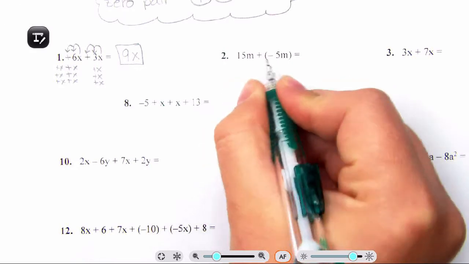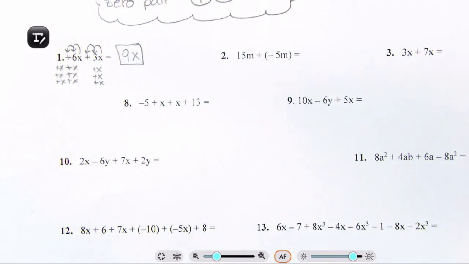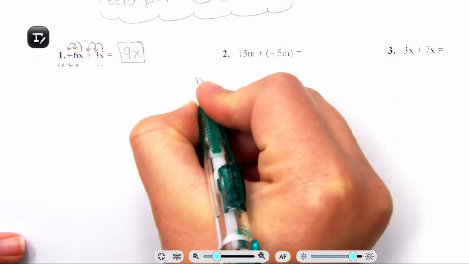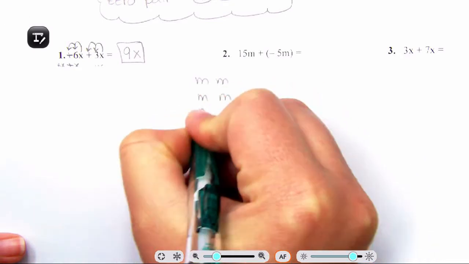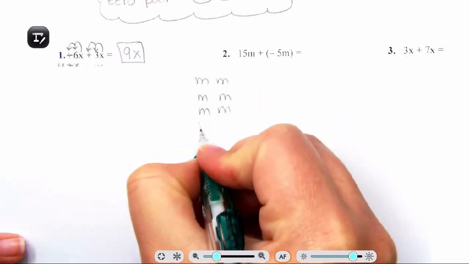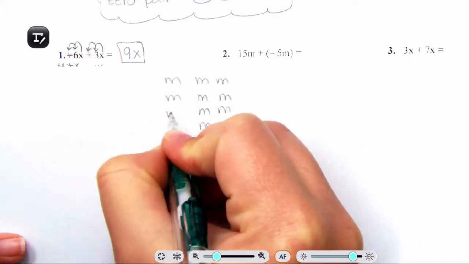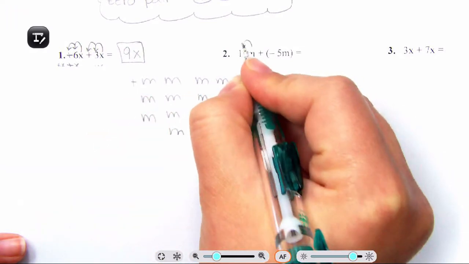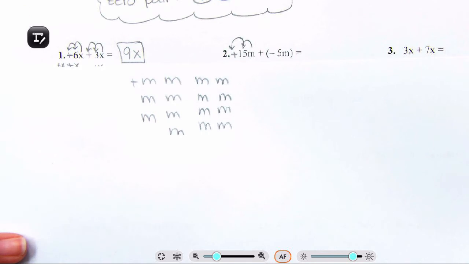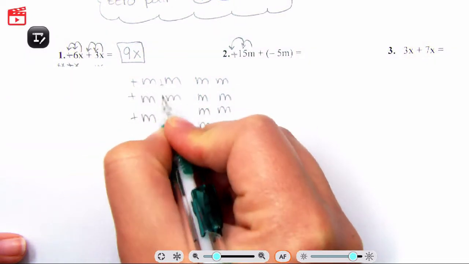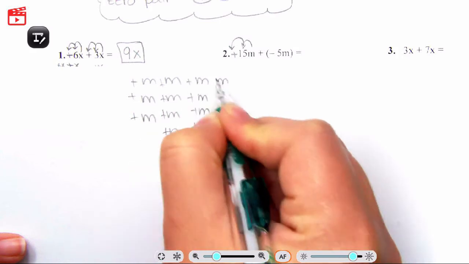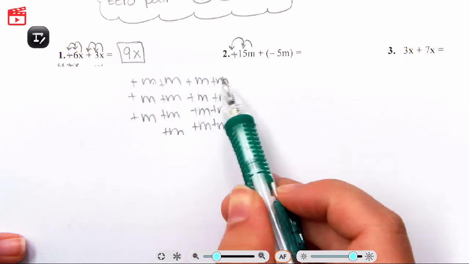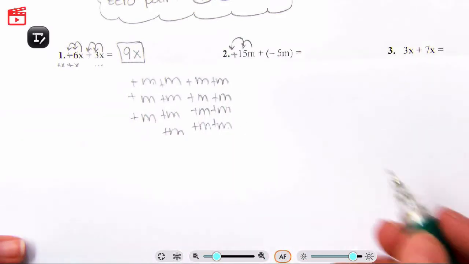I have 15 m's and I have minus 5 m's. I'm going to use a separate sheet of paper just to show you what we have. We have 15 m's, so we have 1, 2, 3, 4, 5, 6, 7, 8, 9, 10, 11, 12, 13, 14, 15. Now, all of these are pluses. Again, if you don't have a symbol in front, that means you have a plus out in front. So that's 15 positive m's.